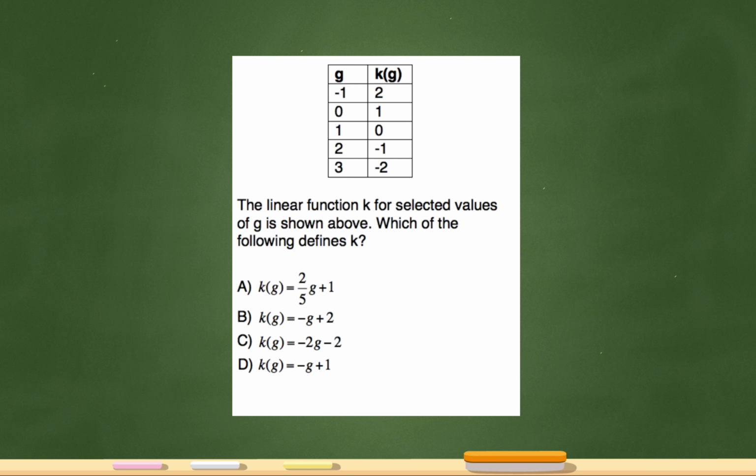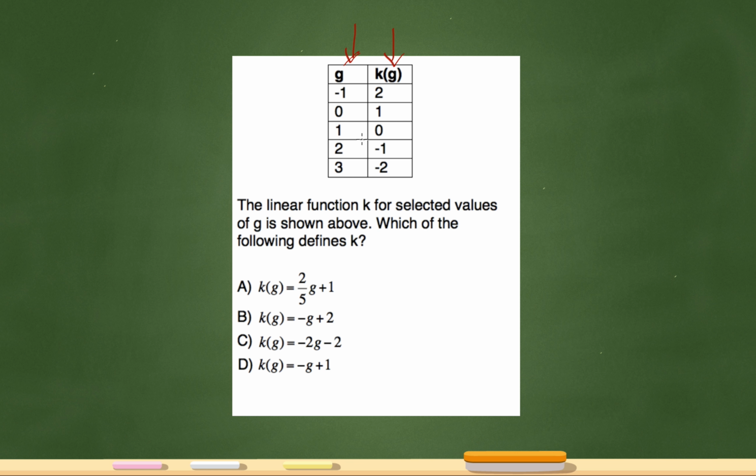Gives me a bunch of values in this table for G, and then the answer choices, or the answer, the output. So let's call the G the input, and this right here the output. And saying a linear function K for selected values G is shown above, which of the following defines K. So it's really saying out of these answer choices, which one of these is the correct function, you can call it, where if I input the G, it gives me the right answer for K of G.